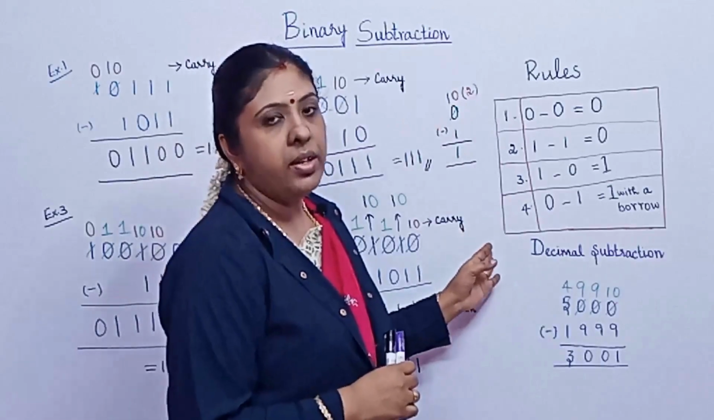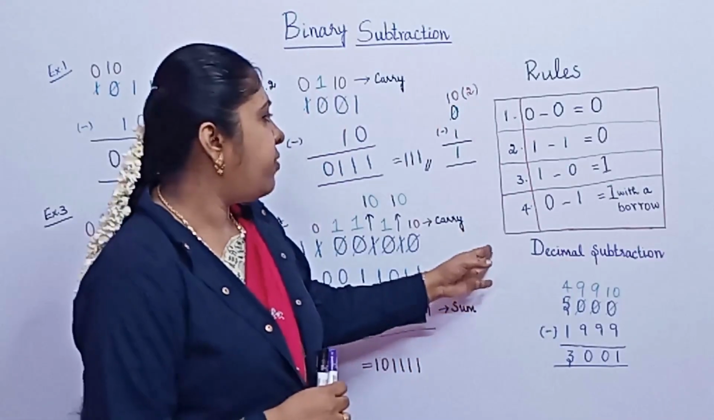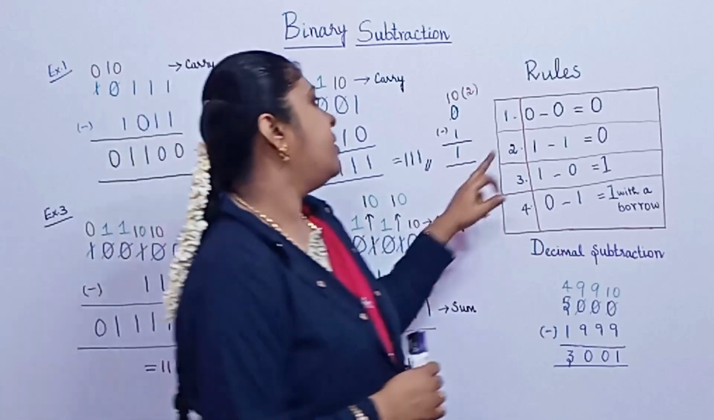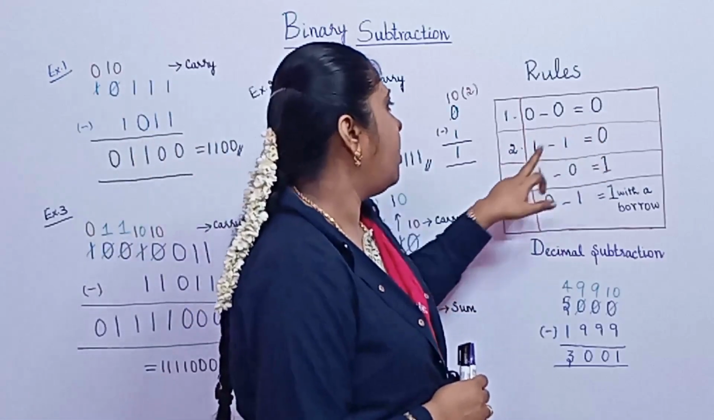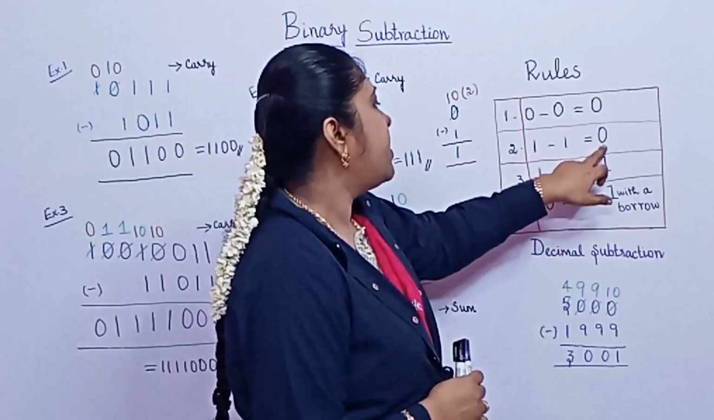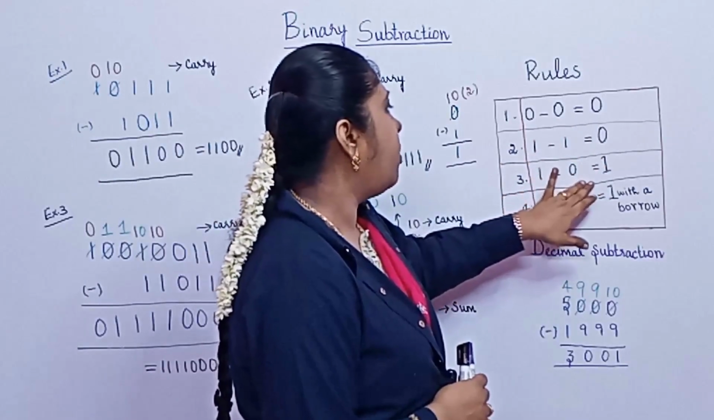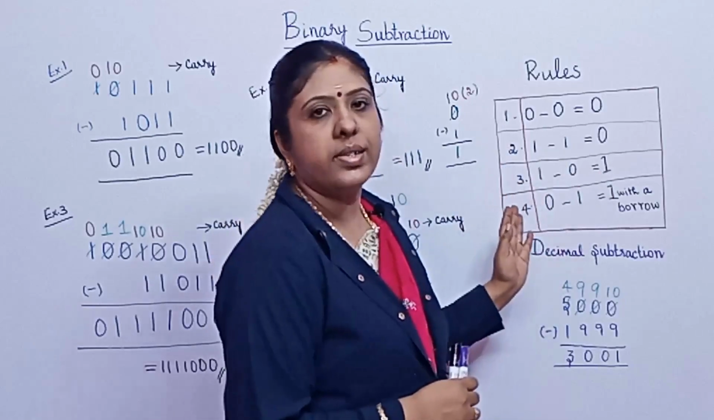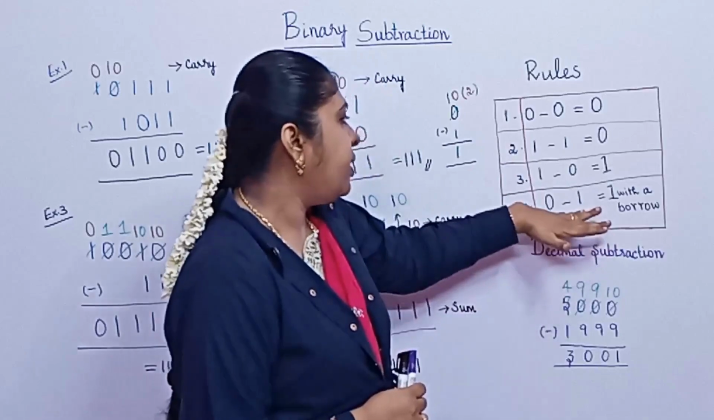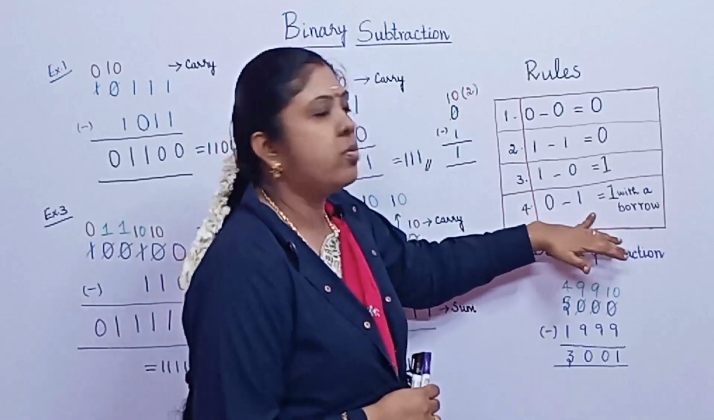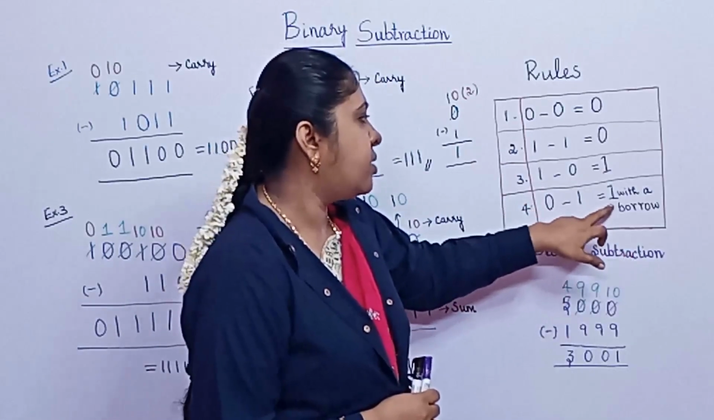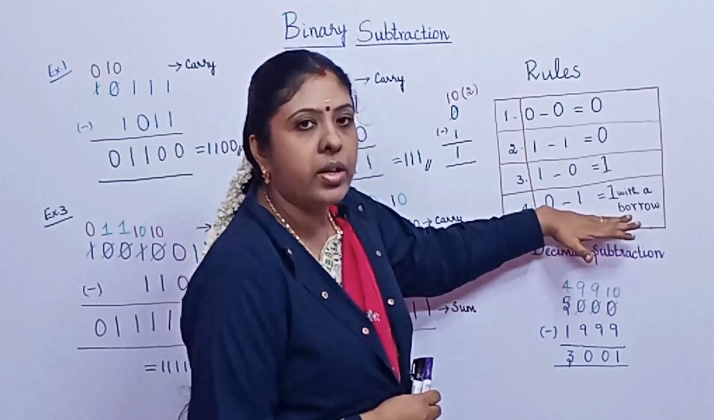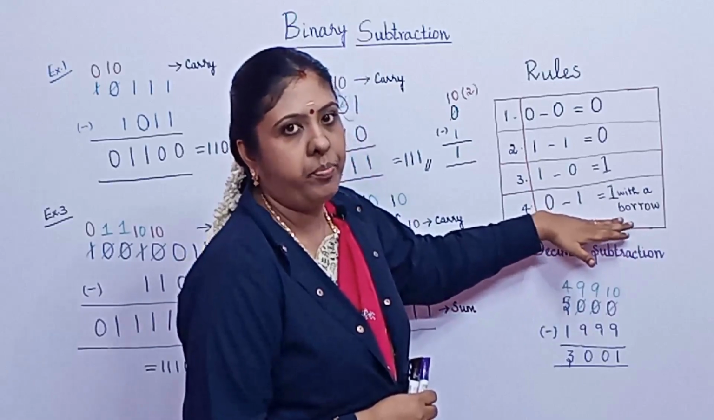Here we are having 4 rules. The first 3 rules are common with decimal subtraction. That is 0 minus 0, which is 0, 1 minus 1, which is 0, 1 minus 0, which is equal to 1. These are common with decimal subtraction. And then the last rule, 0 minus 1, which is represented as 1 with a borrow. At this time you may not be able to understand.